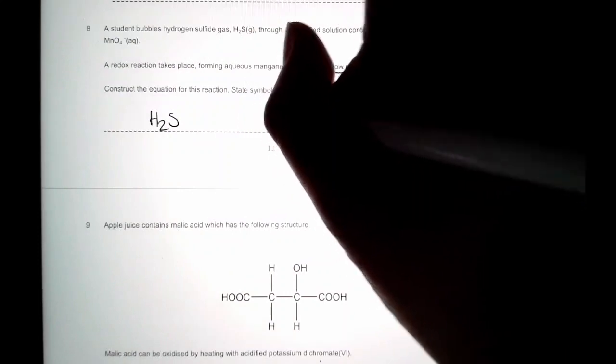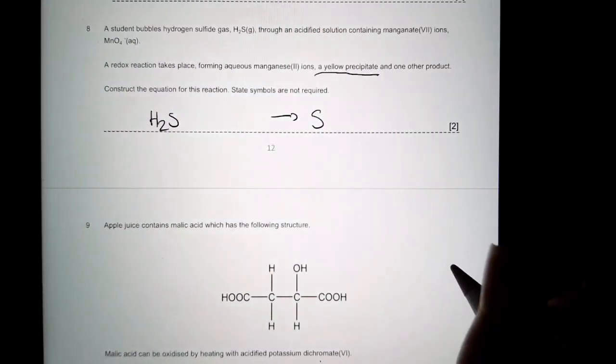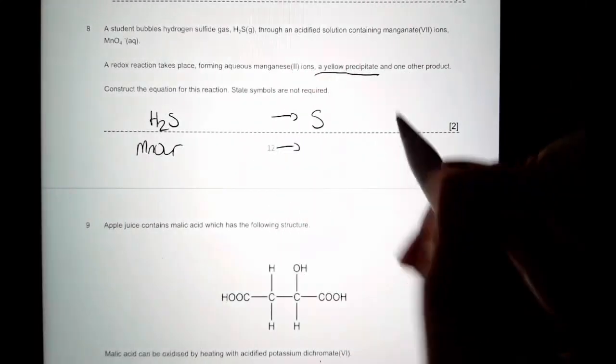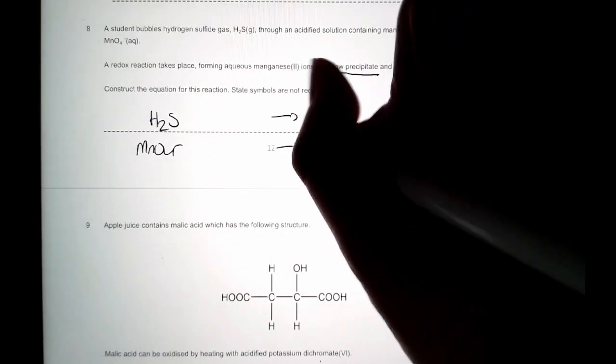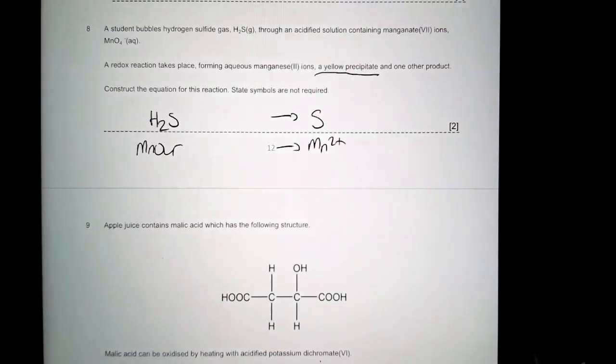So my H2S must be becoming sulfur. Your other half equation, you have got MnO4, and it tells you straight up that you're forming Mn2+ ions. So there are your two half equations. You'll then write both of them under acidic conditions. You'll put them together and you'll have a full balanced equation.